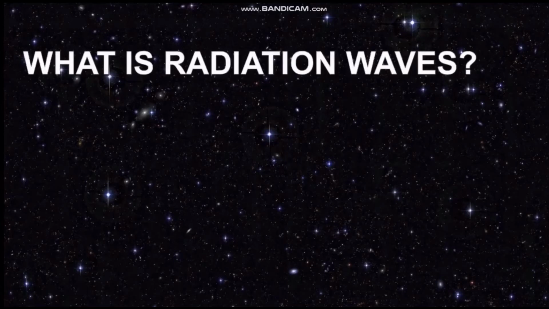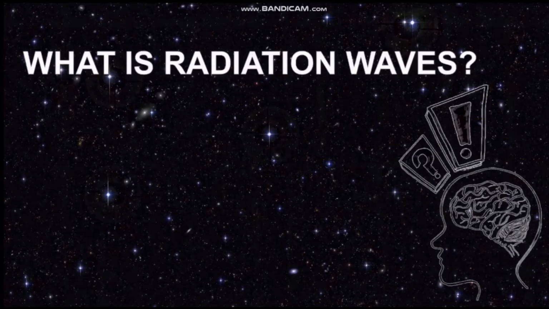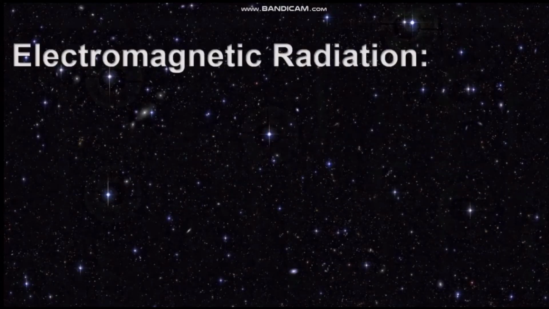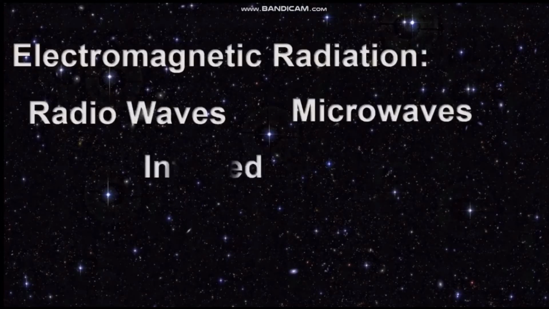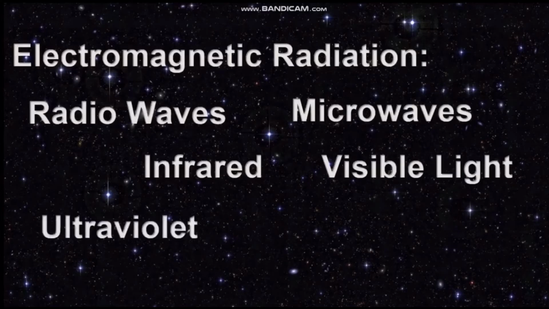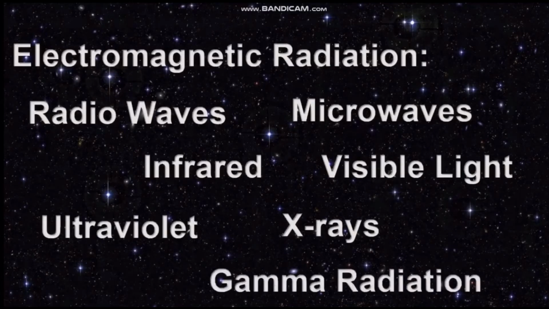So, what is radiation? In physics, radiation is the emission or transmission of energy in the form of waves or particles through space or through a material medium. Radiation is energy that travels and spreads out as it goes. The visible light that comes from a lamp in your house and the radio waves that come from a radio station are two types of electromagnetic radiation. The other types of these are microwaves, infrared, visible light, ultraviolet, X-rays, and gamma radiation.